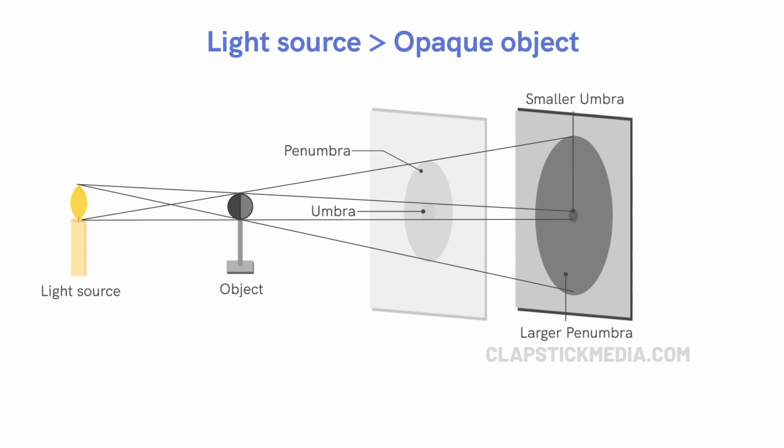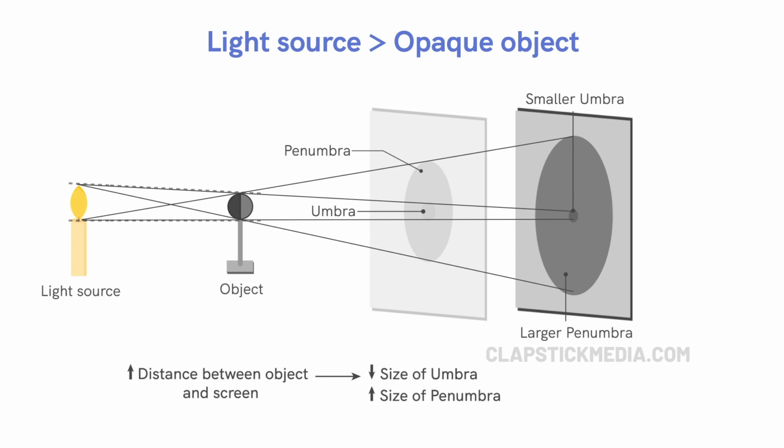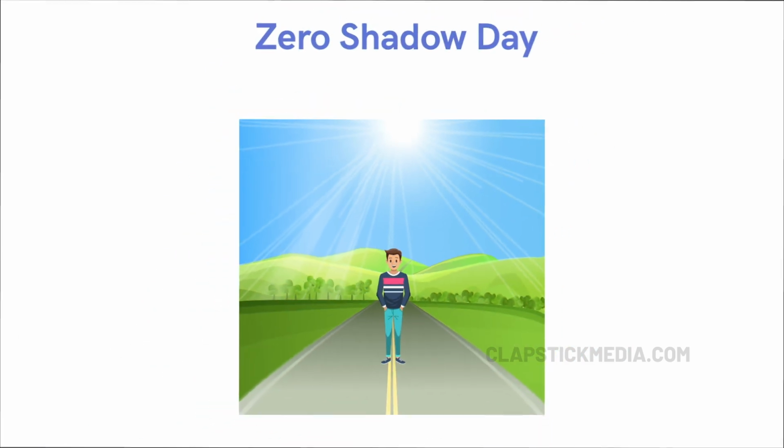In simple words, when the opaque object is smaller than the extended source of light and the distance between the object and the screen increases, then the size of the umbra decreases. Now, what would happen if the screen is moved further away? Correct. At a certain point, the umbra disappears. Interesting, isn't it?